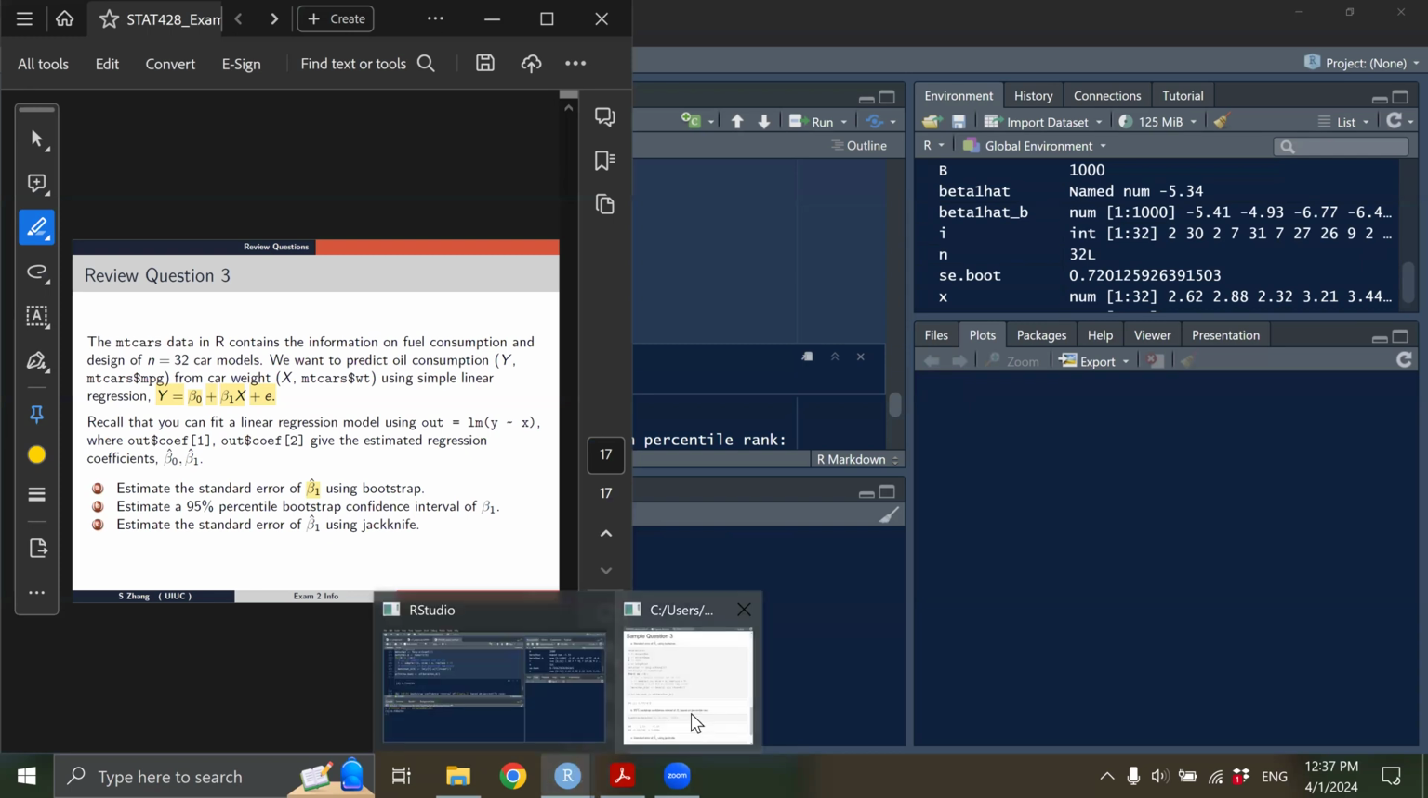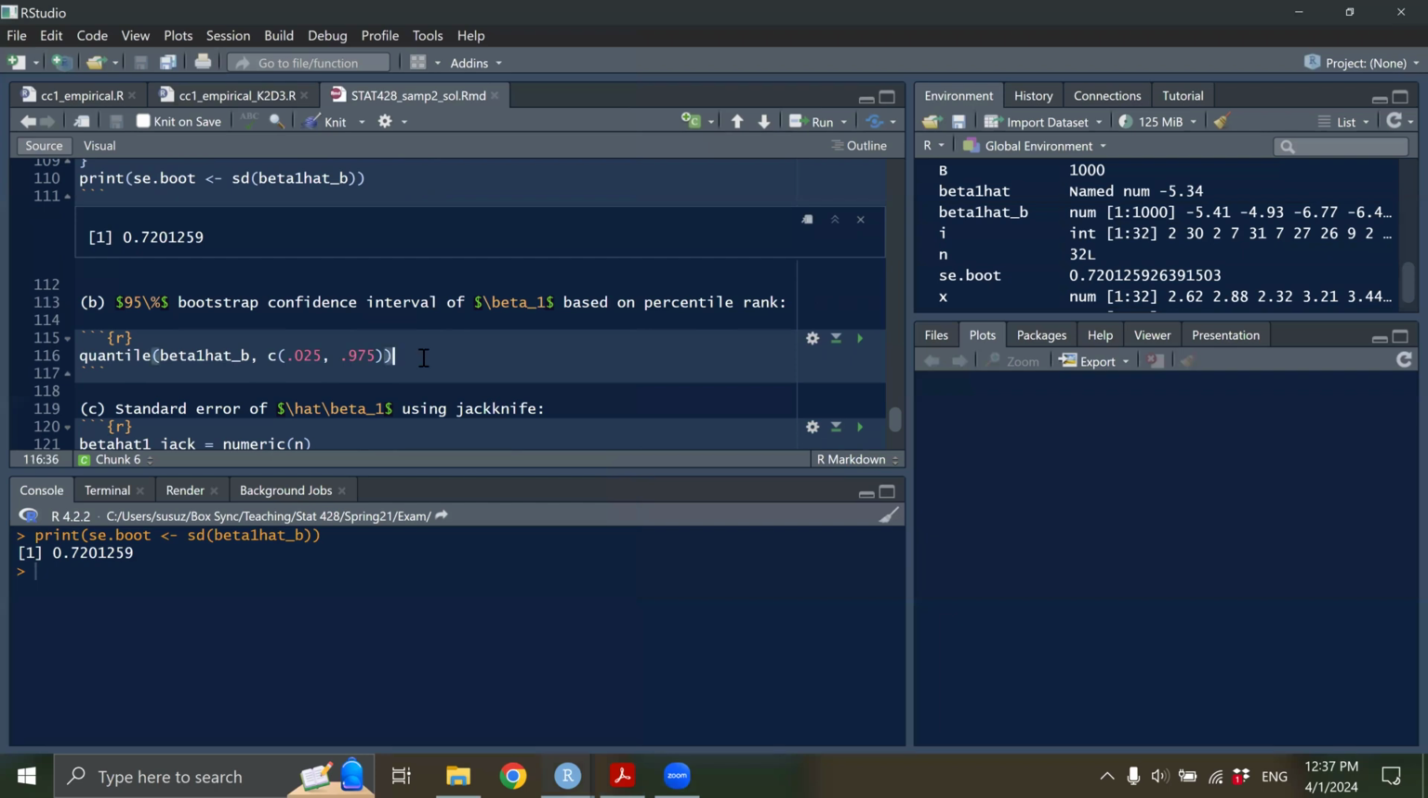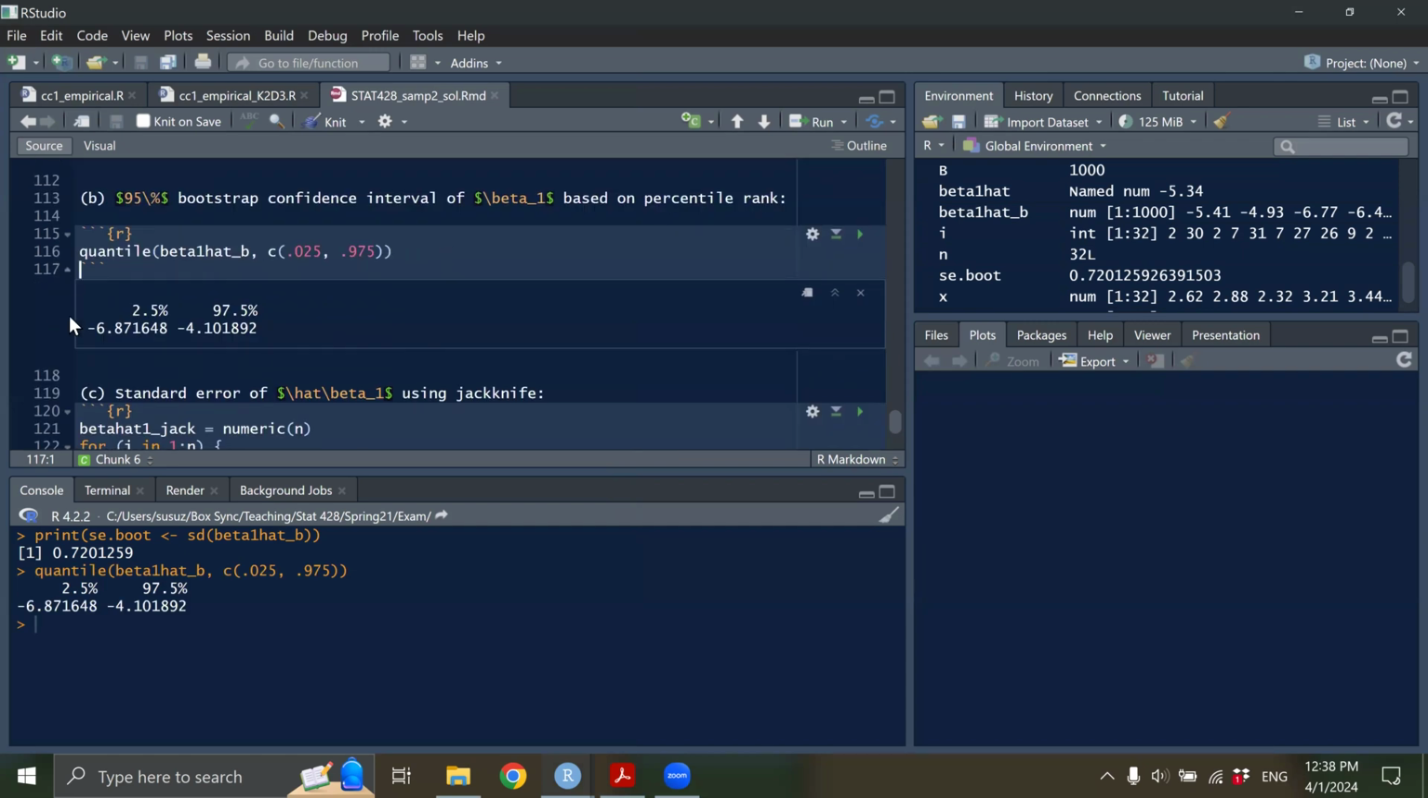All right, so we already have these, and part 2 is actually quite straightforward. In part B, you're asked to obtain a 95% percentile bootstrap confidence interval of the true beta 1. In order to get this, you can directly work with the 1,000 bootstrap replicates of beta hat B and find their empirical quantiles. That is given by the quantile function inside R, where you plug in the 1,000 samples and look for the 2.5 and the 97.5 percentiles. Let's see what it gives us. The 95% percentile bootstrap confidence interval is going to be negative 6.8 something to negative 4.1 something.